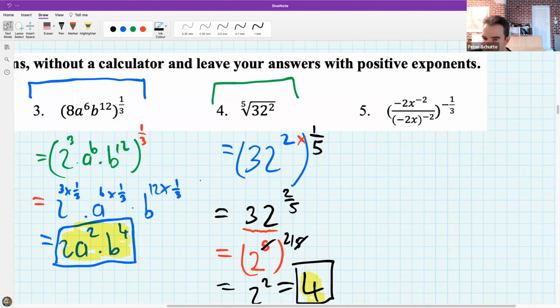So, sir, I took a different approach to answer number 4. Okay, tell me what the approach is. So it is still the radical sign with the 5 outside, and I just write 32 as 2 to the power of 5, and then the 5 inside the radical is going to cancel the 5 outside. Therefore, the root sign falls out, and then we're going to be left with 2 squared, and 2 squared is equal to 4.